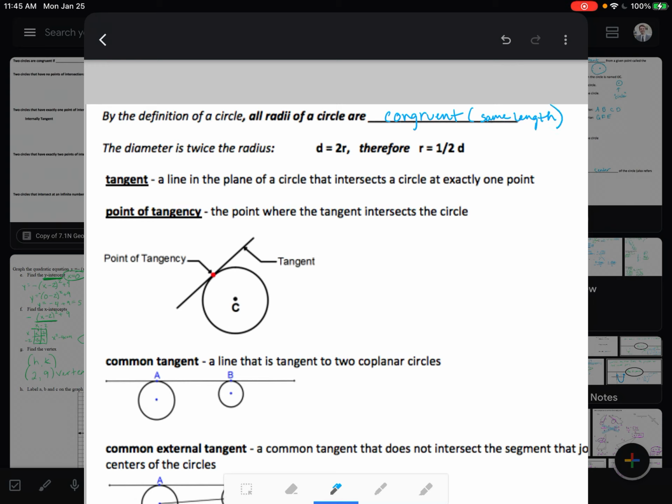So it does not matter which radius or where you take the radius, it will be the same length. Second thing, like we mentioned before, diameter is exactly twice the radius. So put two radii together and you get one full diameter.